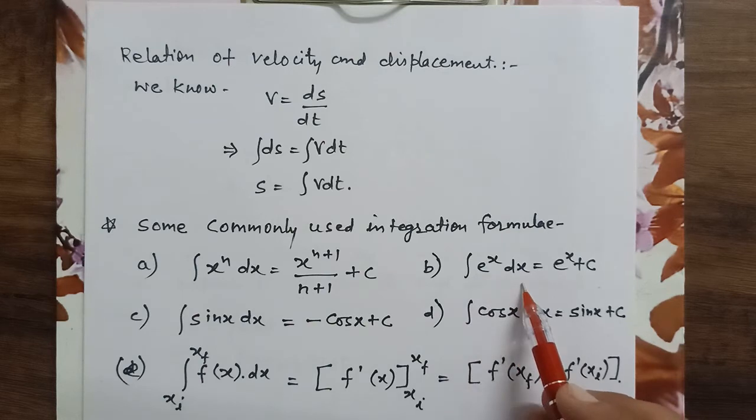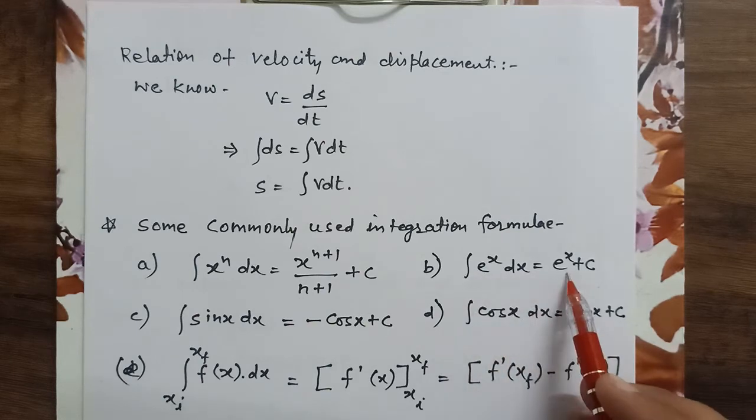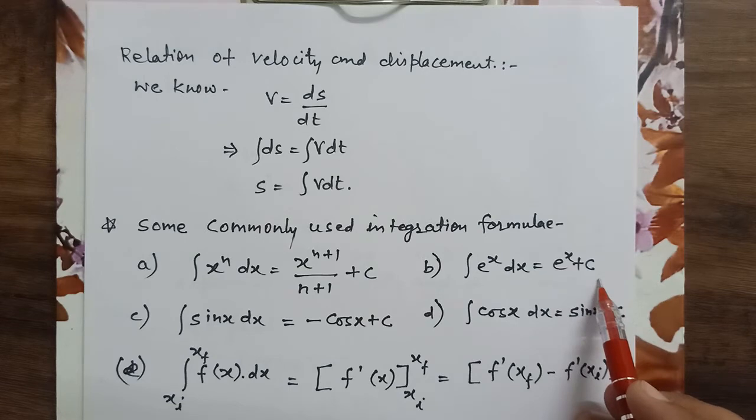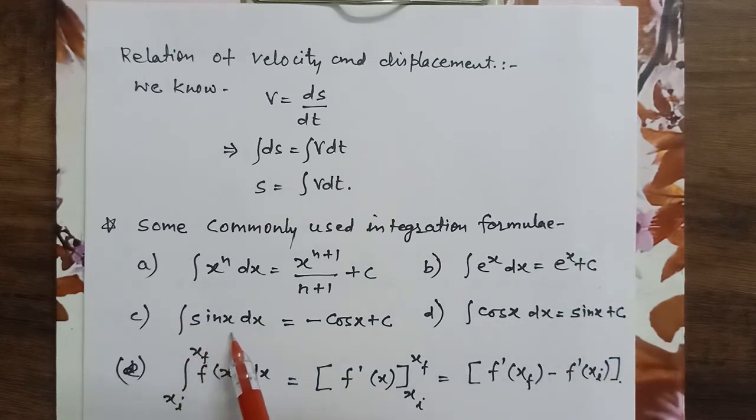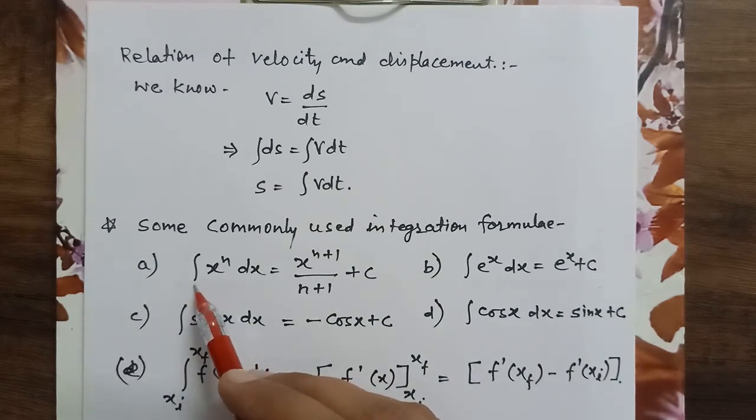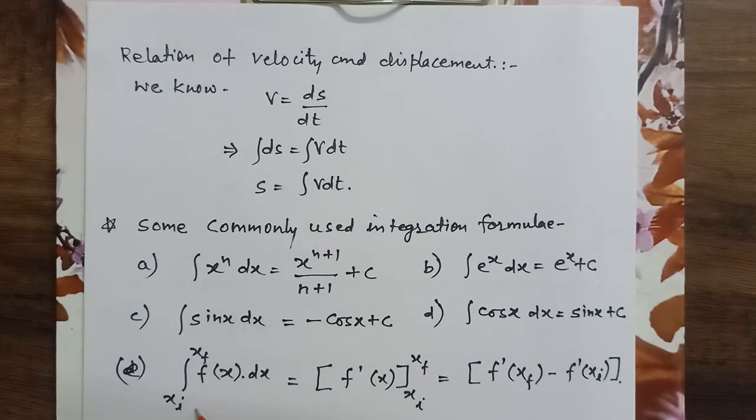Same here, e to the power x dx. So the integration of this is e to the power x, and you can see plus c here. So sin x dx, the integration is negative cos x plus c. Cos x dx. This is how we write the integration formula, and the integration is sin x plus c. The last one is, there are two types of integration. One is without limit and one is with limit. You can see clearly the limit is xi to xf. The function is f(x) that we are integrating.